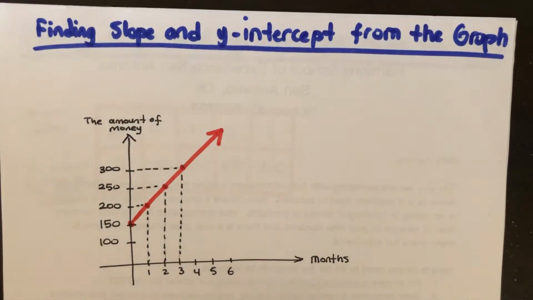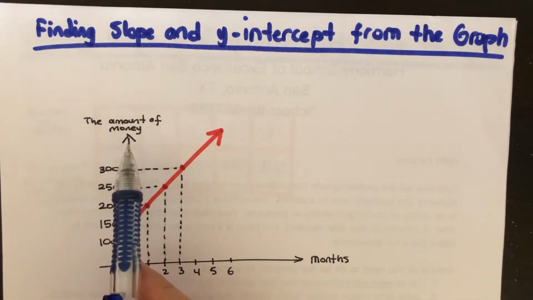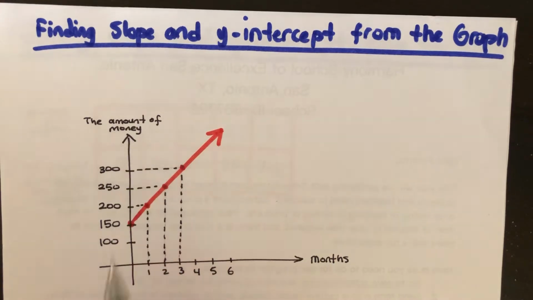In this video we are talking about how to find slope and y-intercept from the graph, table and equation. Let's start with the graph. Here we have a graph which includes the information, number of months and the amount of money in someone's bank account. Let's talk about the graph first.